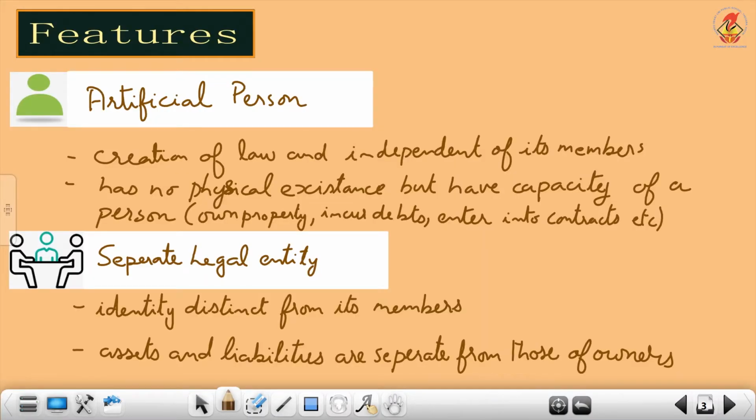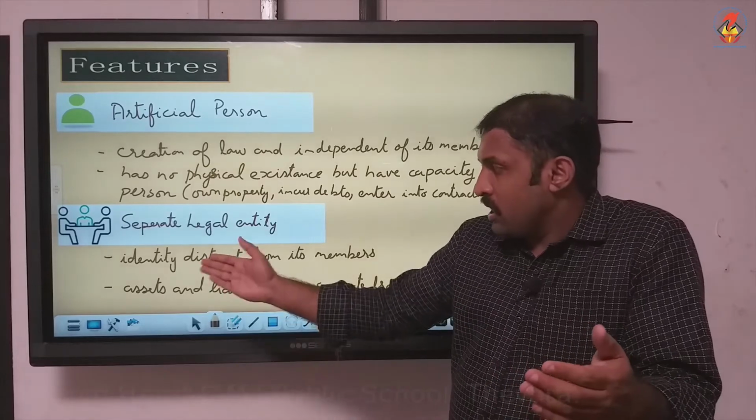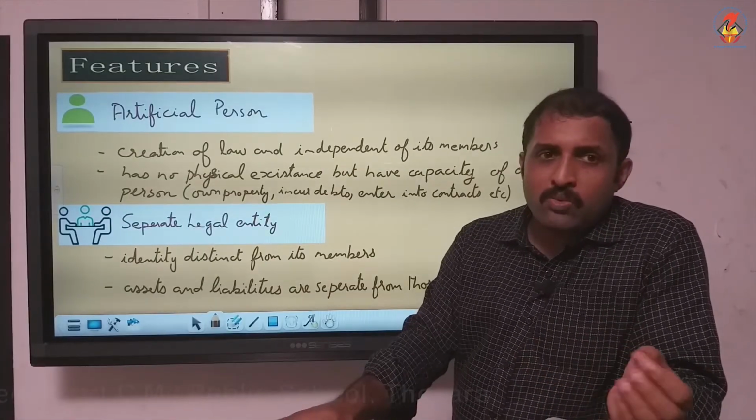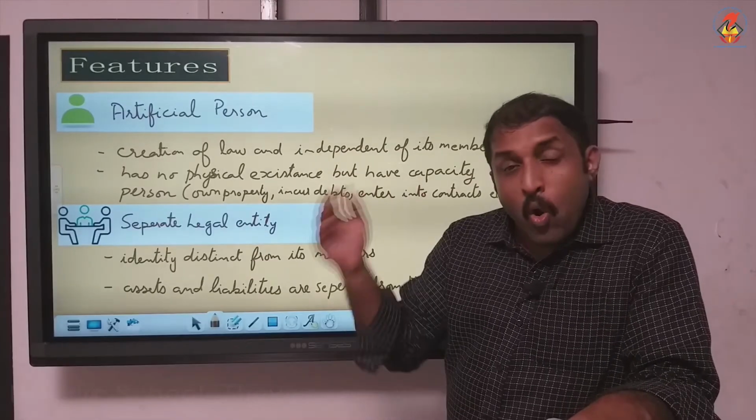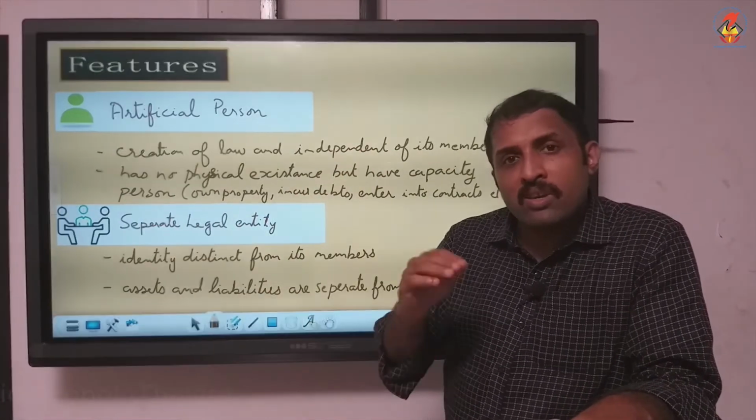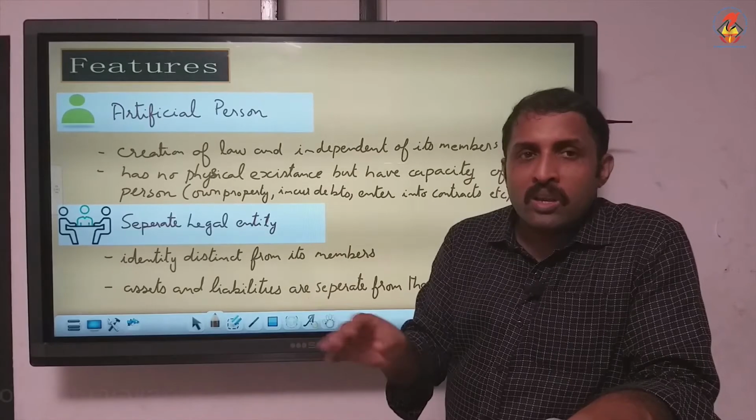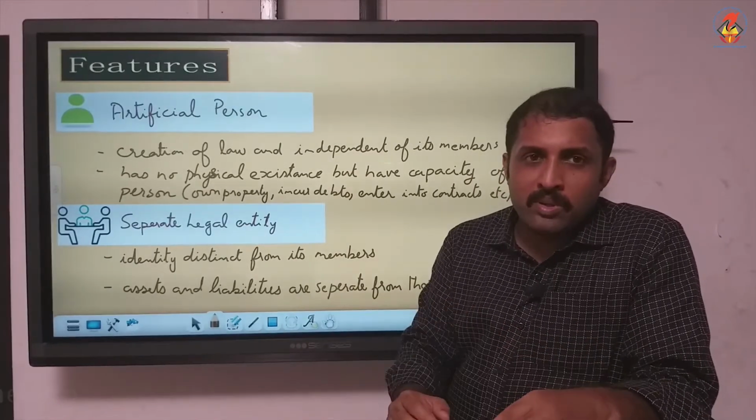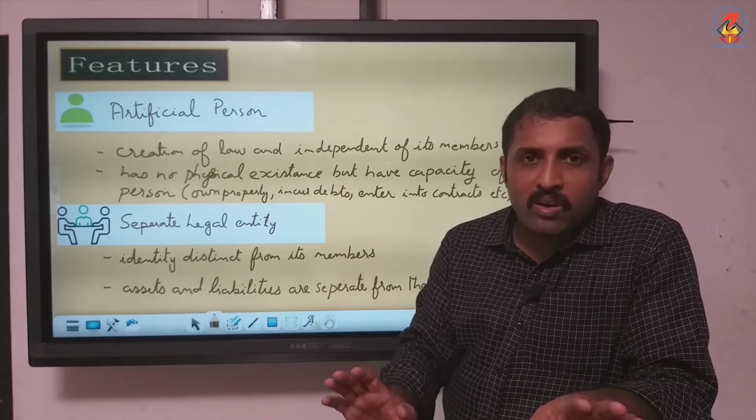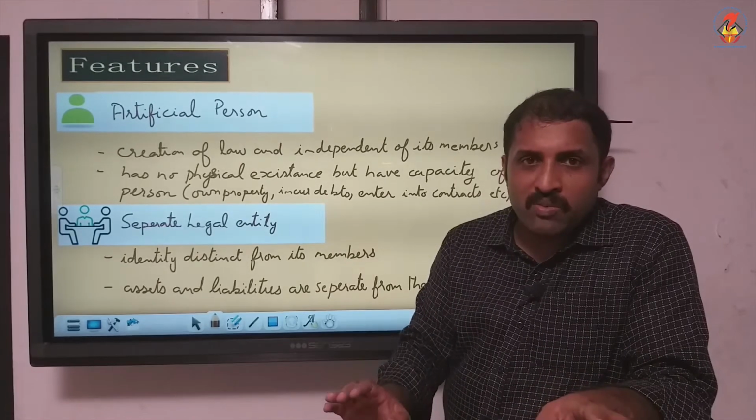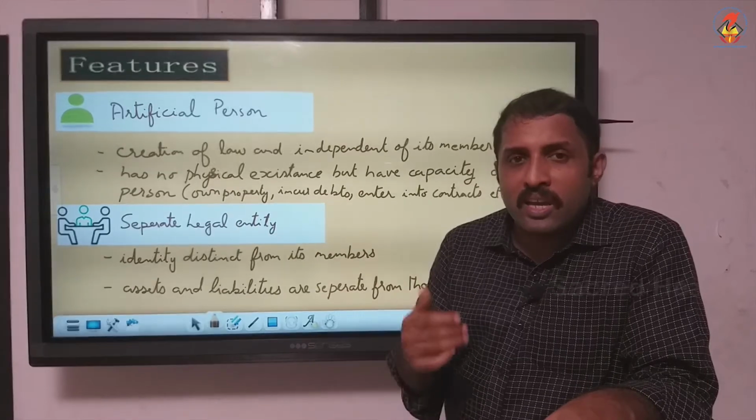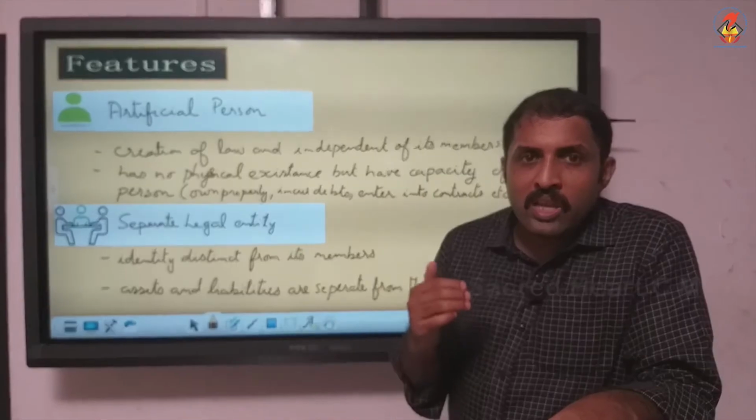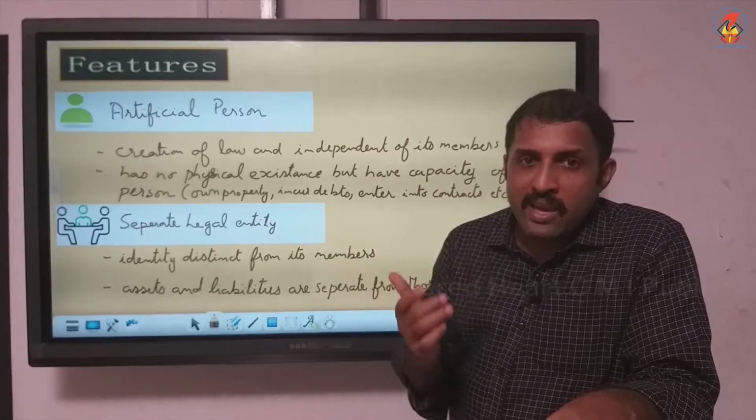That's another thing. The detailed explanation: whatever the company is having is the company's, and whatever the owners, the shareholders, are having is their own. They cannot get mixed up. It is different. Owners are different, company is different. Only when it is registered under law does it have that different identity, or that separate legal existence.